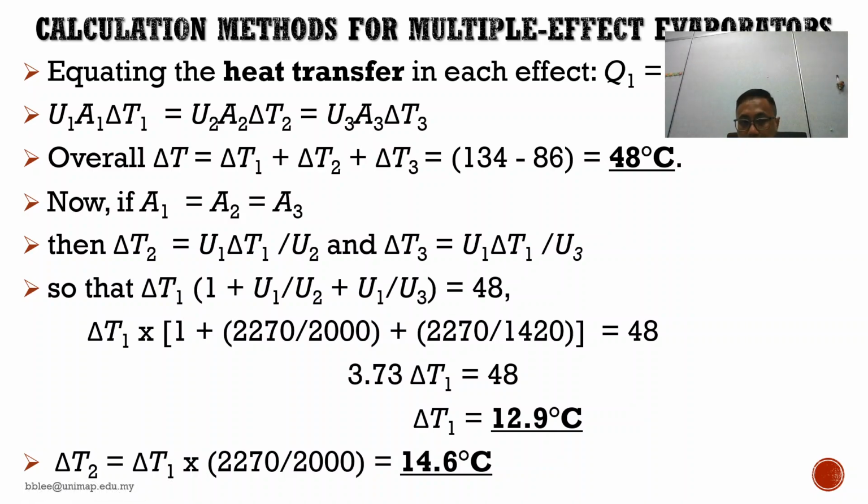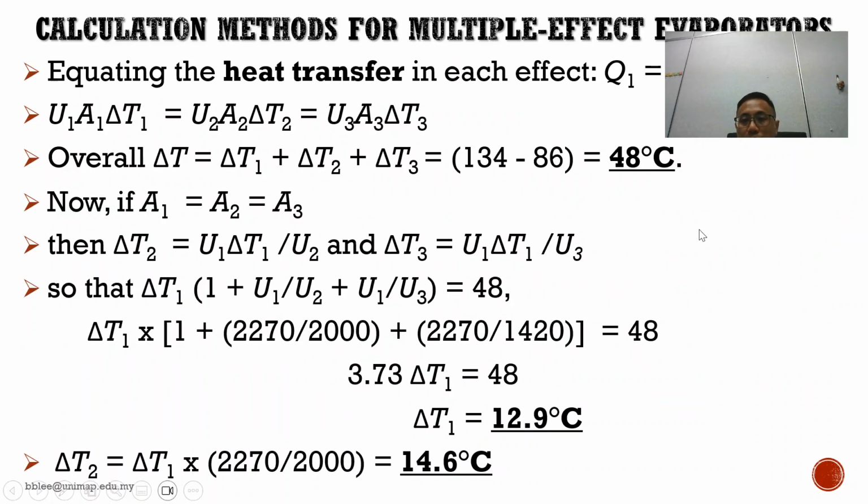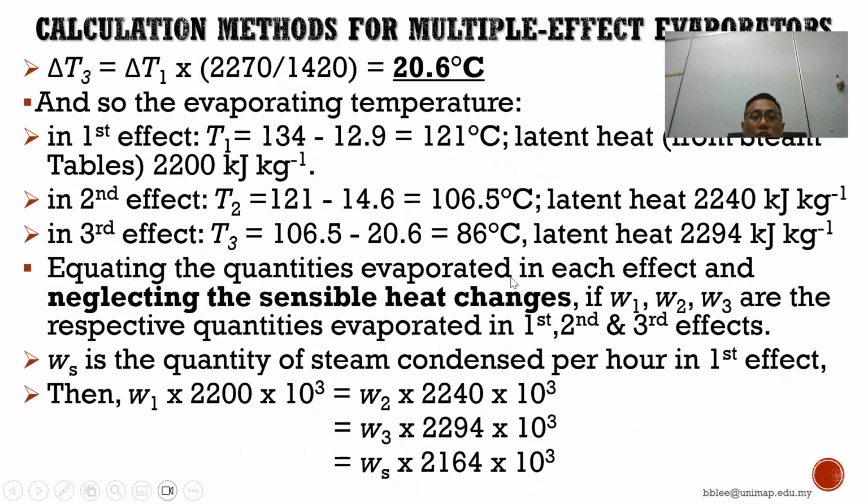Now we have our delta T1. Then from there we can calculate delta T2, since delta T2 is U1 delta T1 over U2. So we get delta T2 equals 14.6 degrees Celsius. Then we can do the same for delta T3, calculating the value from the correlation above. So we can get delta T3.